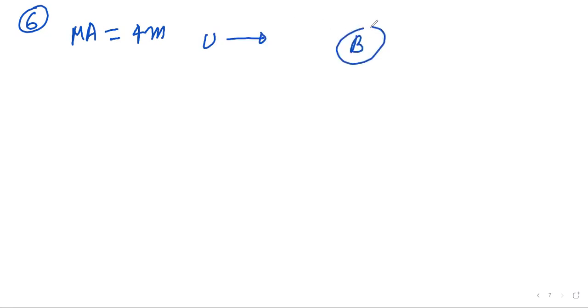That is the sixth one. The sixth one is talking about a body A of mass 4m moving with speed u, which collides with another particle B of mass 2m at rest, so its velocity is 0. The collision is head-on and elastic in nature. After the collision, what is the fraction of energy lost by the body A? How much energy of A is lost?